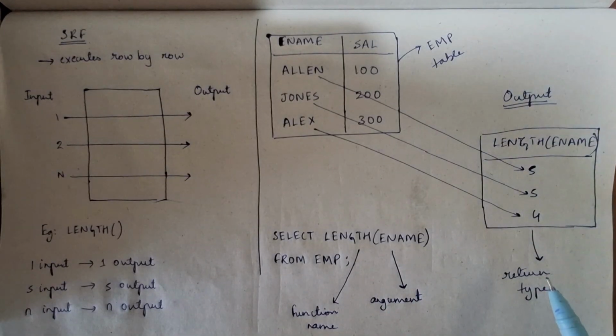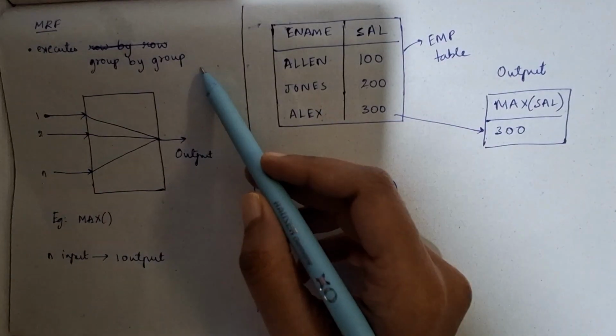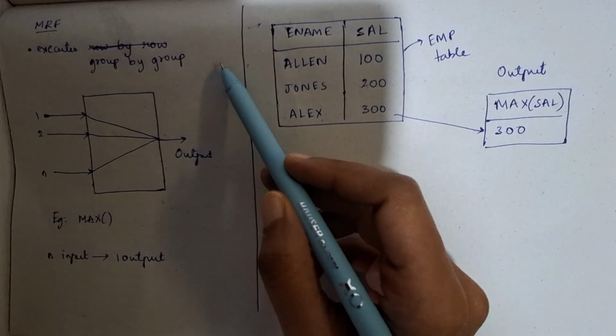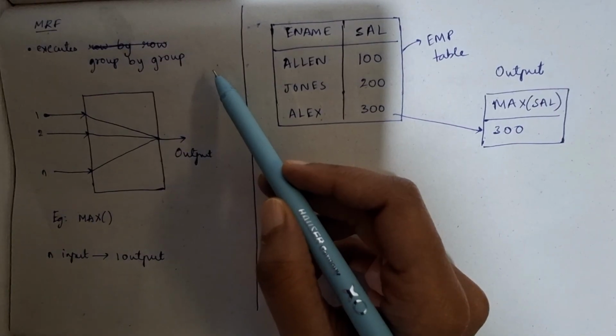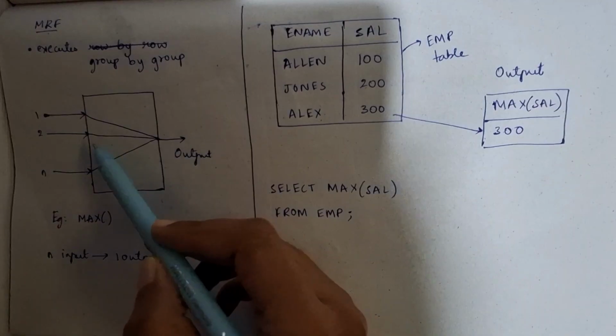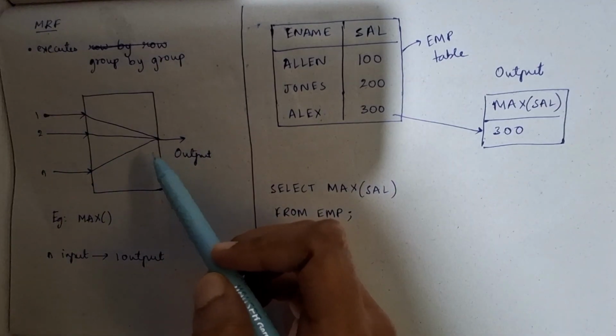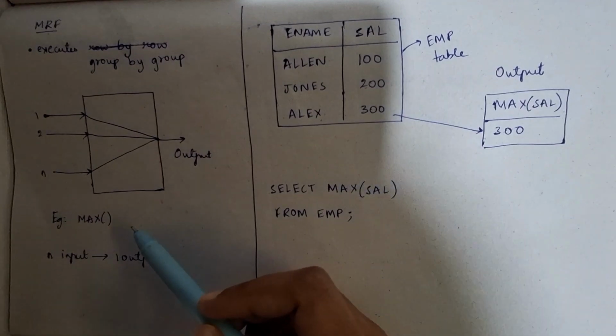Now we will move to the multi-row function. An MRF function executes group by group. In simple words, it works on many rows together and gives only one output. Here in the diagram, many inputs combine and give only one output. Guys, the max function is an example of MRF.